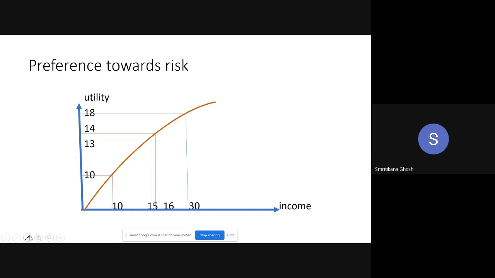So what is expected utility? Let me write here. Expected utility is very similar to expected value, but the probability which was there in the case of expected value is replaced by the utility level. So utility into the income level, plus another outcome, that is utility into another income level. For the certain job there is no option, it's 15,000 and the utility is 13, we know that.